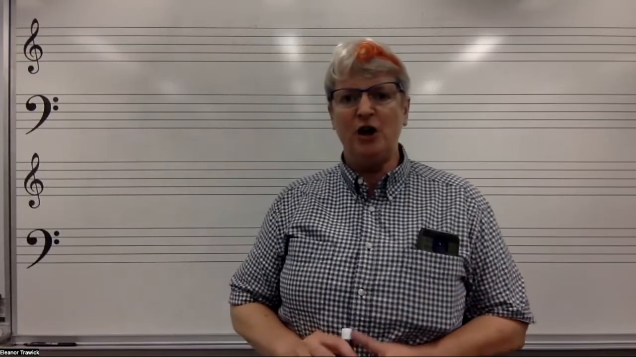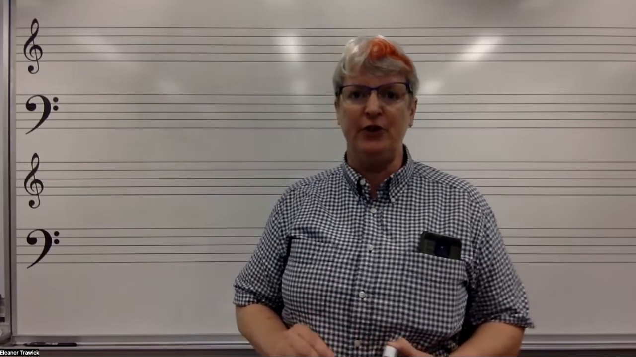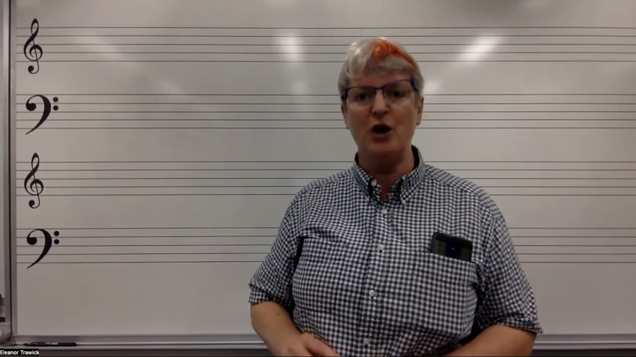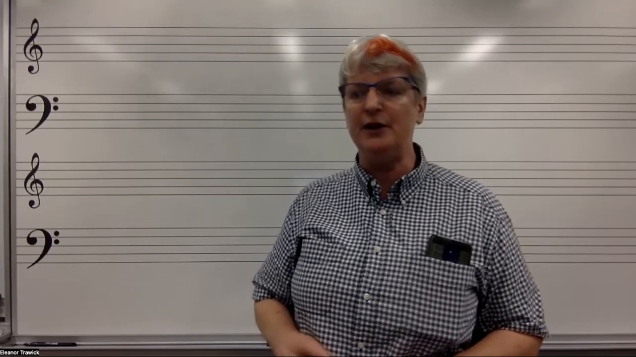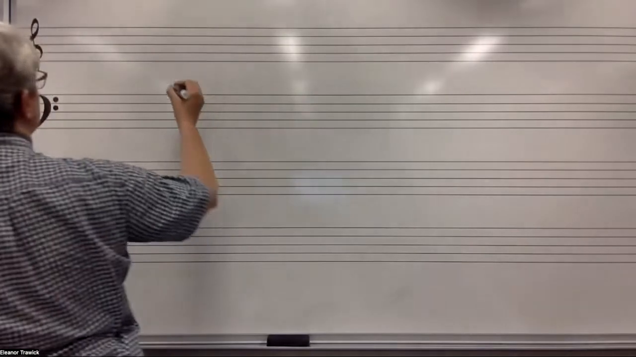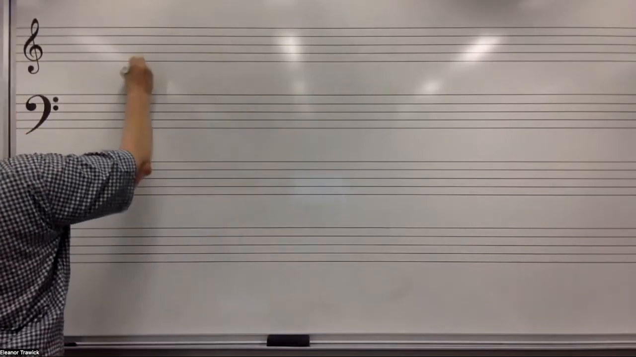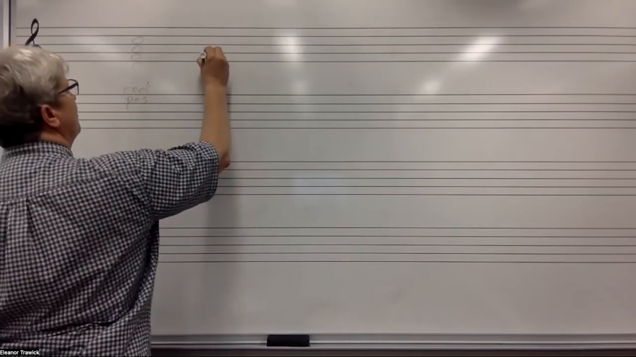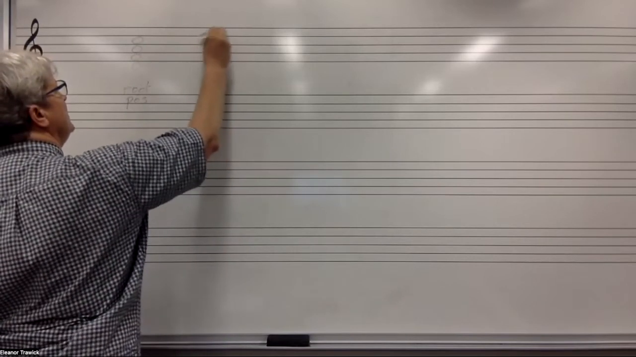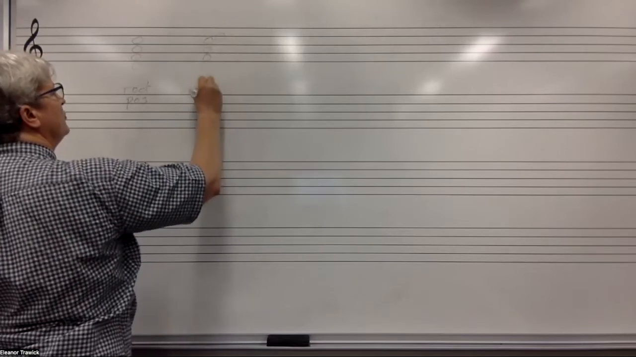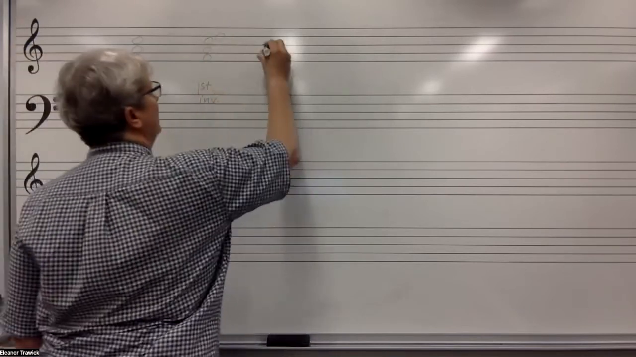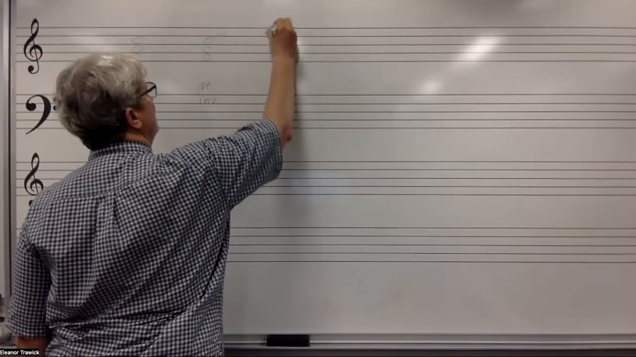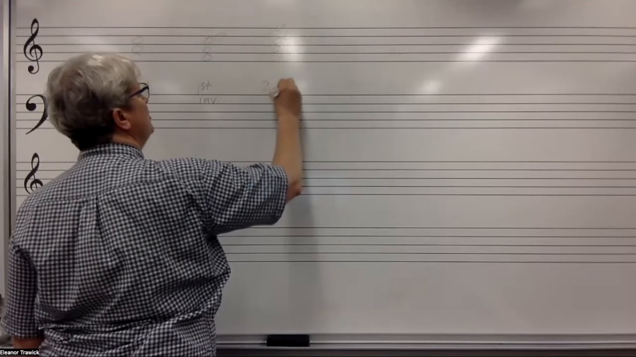Okay, next I'm going to talk to you about inversions of seventh chords. Seventh chords are a little bit more complicated than triads because they have more notes, and that means that they can be inverted in more ways. So let's take a seventh chord like D, F, A, C. This is in root position. If we put the third on the bottom, F, A, C, D, we have a first inversion seventh chord. If we put the fifth on the bottom, A, C, D, F, we have a second inversion seventh chord.